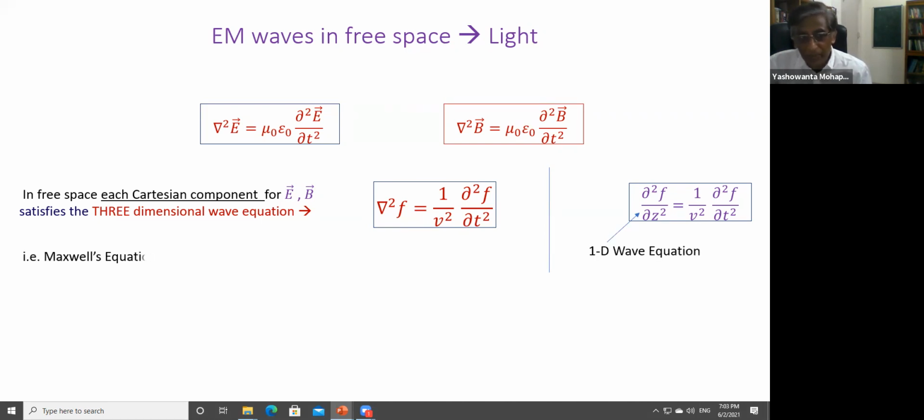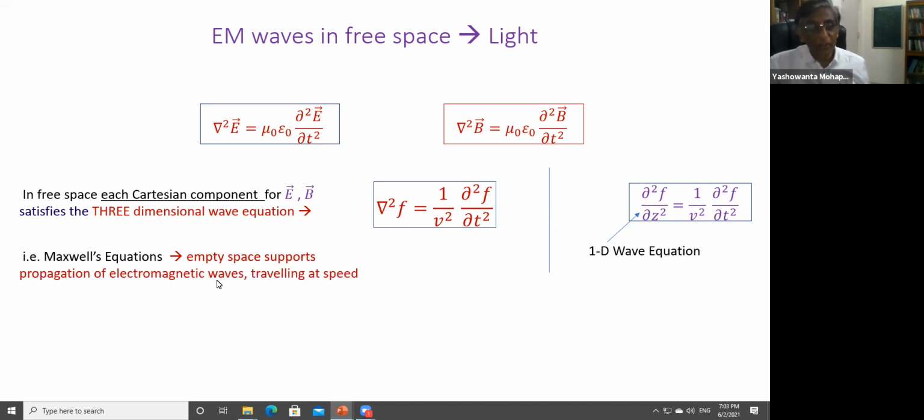So Maxwell's equations now imply that empty space supports the propagation of electromagnetic waves traveling at a speed. And what is the speed? Of course, this is v. Mu naught epsilon naught is 1 by v square, so v is 1 over the square root of mu naught epsilon naught. And we have already fixed this value. These are constants according to our development. So this is really the speed of light.